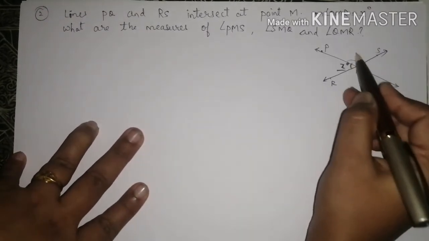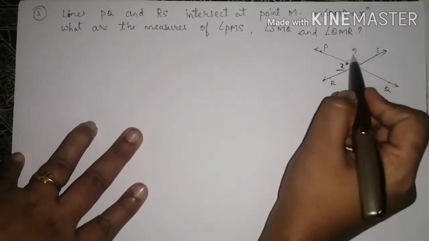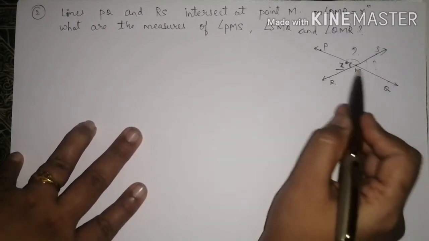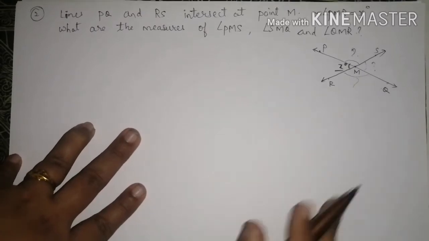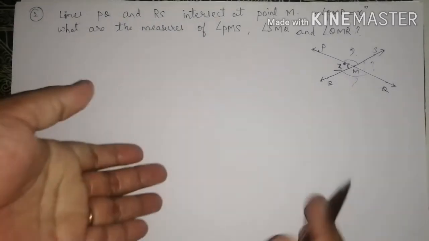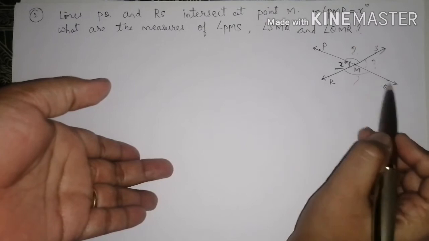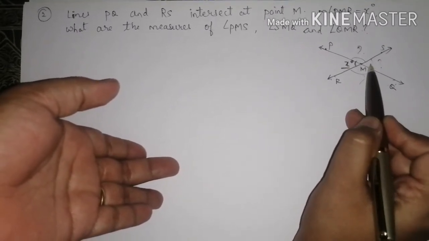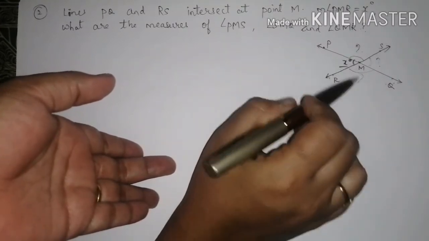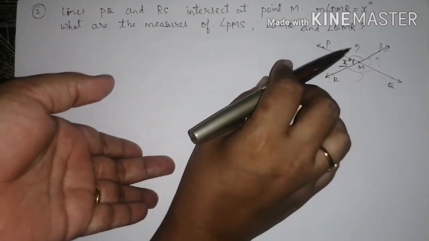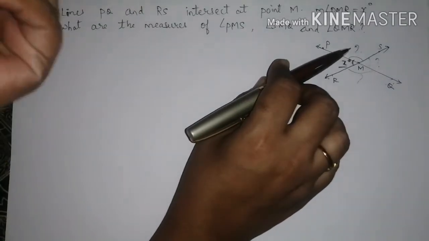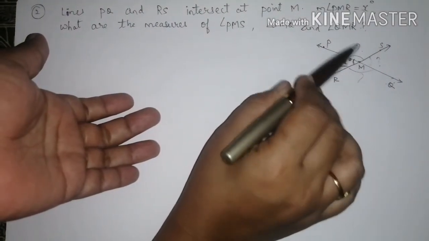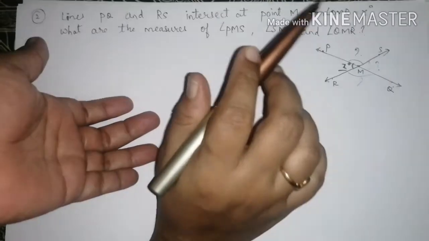Angle PMS means this angle. Angle SMQ means this angle. Angle QMR means this angle. These remaining three we have to find out. Now again it is the same. PMR and SMQ are vertically opposite angles. So if this one is x degrees, this one is also x degrees. But for these two, let us first find out this one using angles in a linear pair, as we did in the first one. And from that we can say that this one is also the same because they are both vertically opposite angles.